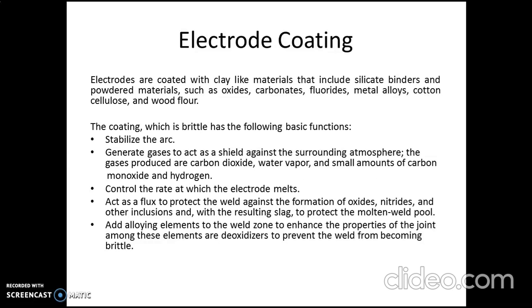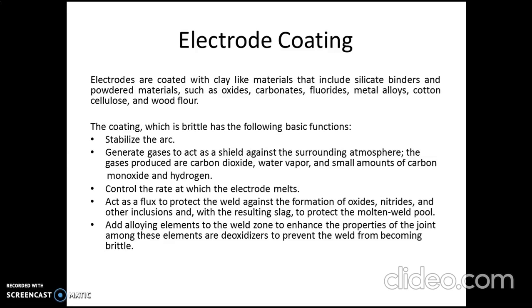Electrode coatings. Electrodes are coated with a clay-like material that includes silicate binders and powder materials such as oxides, carbonates, fluorides, metal alloys, cotton cellulose, and wood flour. The coating, which is very brittle, has some functions. The coating stabilizes the arc, then it generates gases to act as a shield against the surrounding atmosphere, preventing oxide formation. The gases produced are carbon dioxide, water vapors, and small amounts of carbon monoxide and hydrogen gas. Then it controls the rate at which the electrode melts.